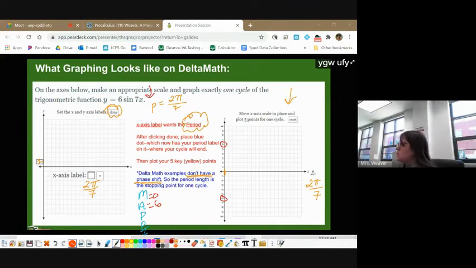Okay, so let's look at this equation. It's a positive sine function. So where should that first point be? Midline, maximum, or minimum? Anybody? Yep, Emily's got it. It should be at the midline.